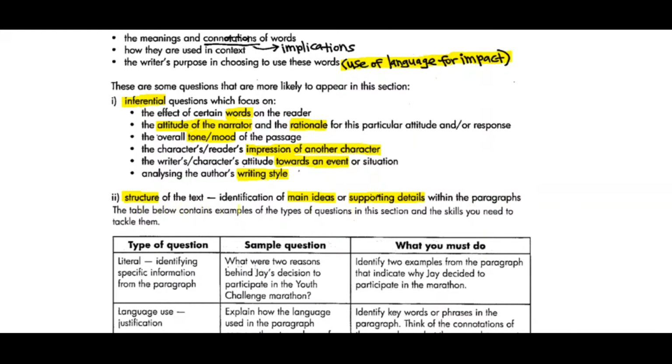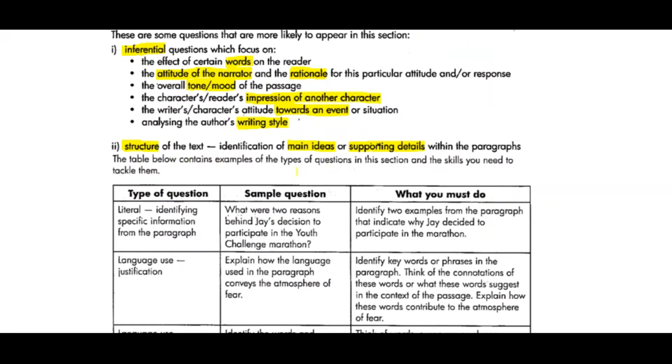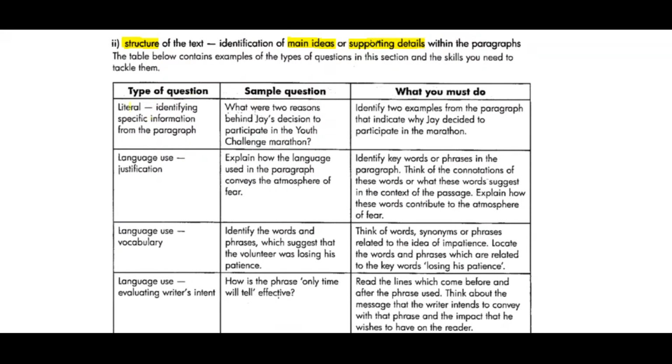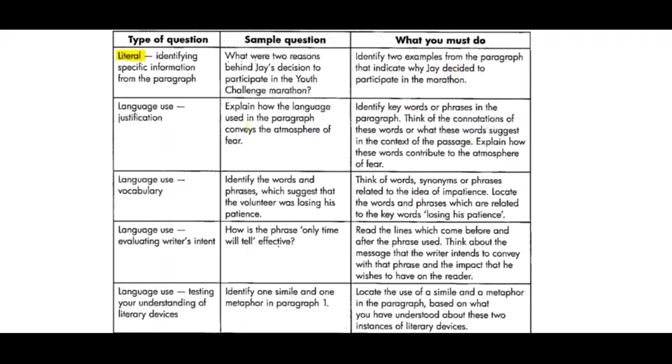The table below contains some examples of the questions and the skills. For example, the most simple type of question will be literal. You just need to identify information and write the answer. For example, what were two reasons behind Jay's decision to participate in the Youth Challenge Marathon? You just need to identify the two examples directly from the passage.